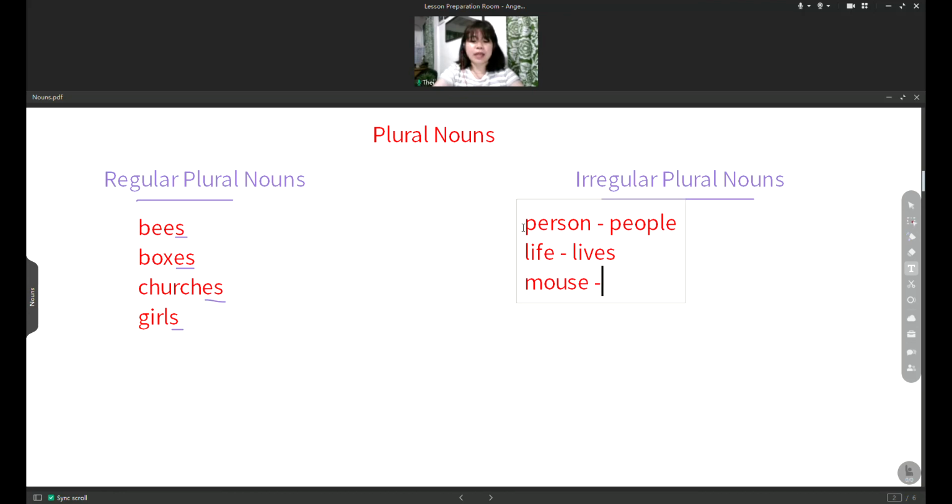Mouse, it becomes mice. We also have tooth. Now we change it into teeth. We also have foot. We change it into feet. Easy. Okay, so always remember for regular plural nouns, those are the words where we just add s or es, while for irregular plural nouns, we change the spelling. It's like totally changed. Easy.